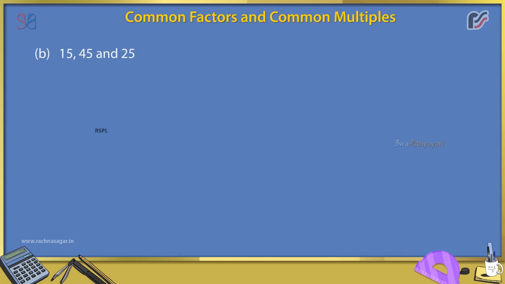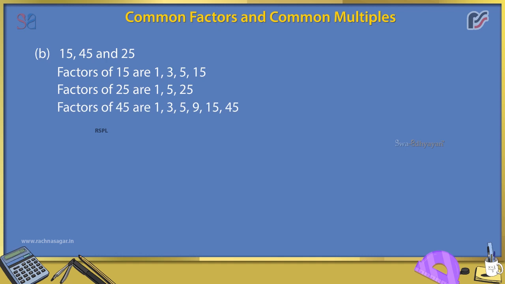B. 15, 45, and 25. Factors of 15 are 1, 3, 5, 15. Factors of 25 are 1, 5, 25. Factors of 45 are 1, 3, 5, 9, 15, 45. Common factors of 15, 25 and 45 are 1 and 5.